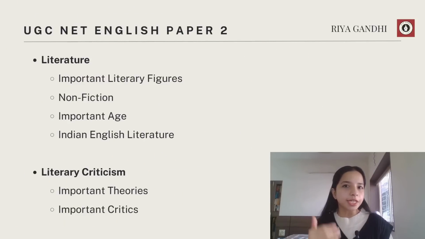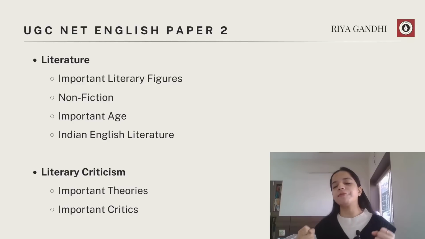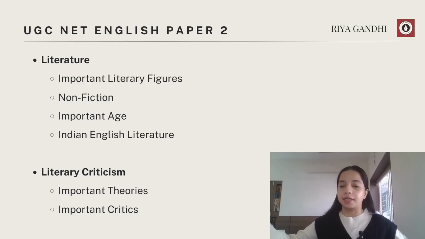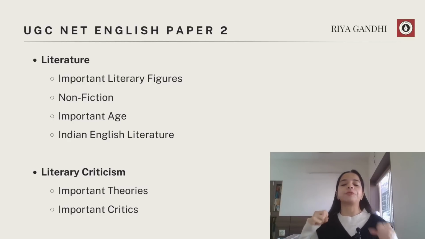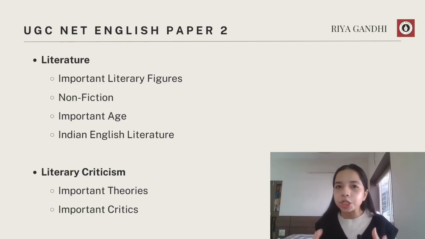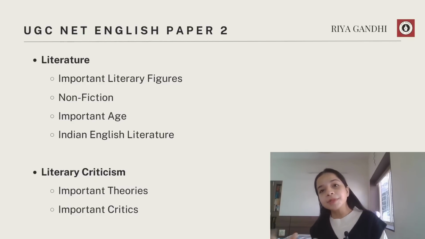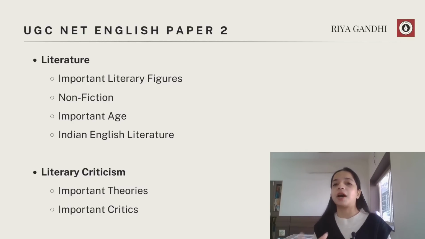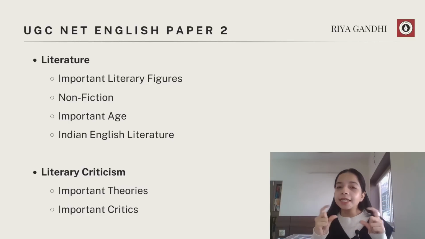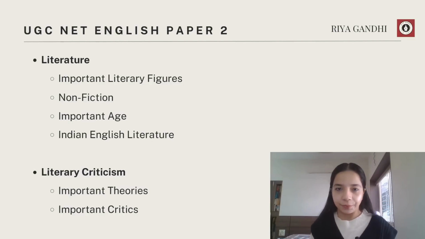So, in the UGC NET English exam, the topics that are frequently asked have been divided into two broad categories: literature and literary criticism. Within literature, there are frequently asked questions related to certain important ages, proses, non-fiction, important literary figures. And when it comes to literary criticism, questions are asked related to the critiques, some of the most important theories. Now, we are going to discuss these questions in detail.